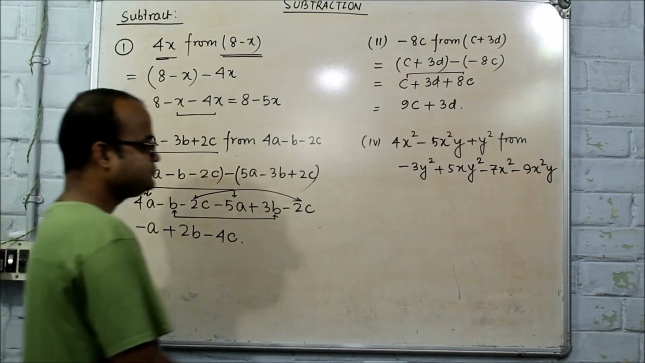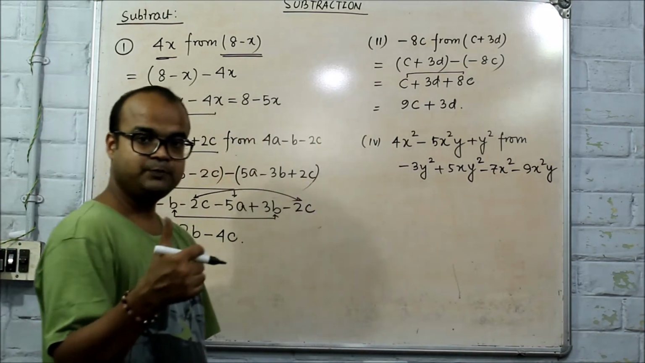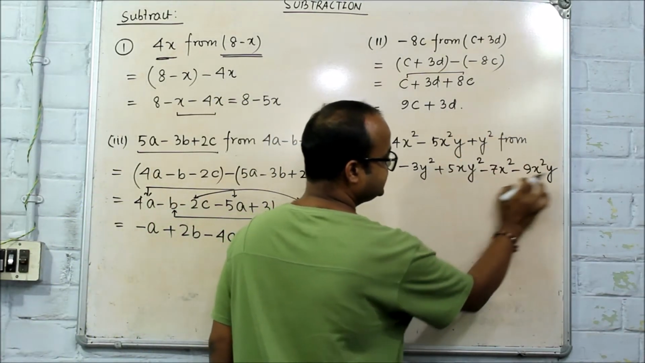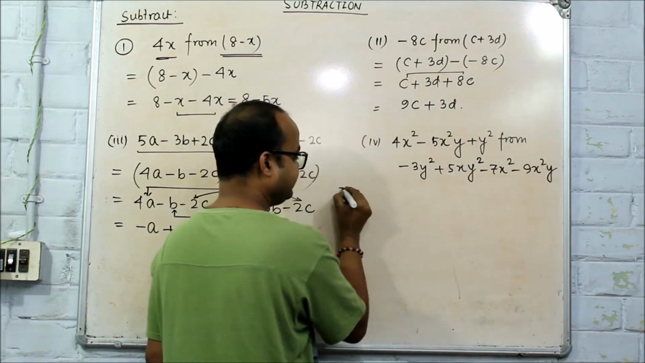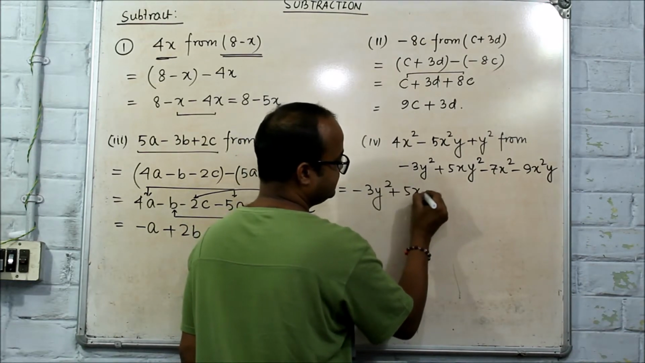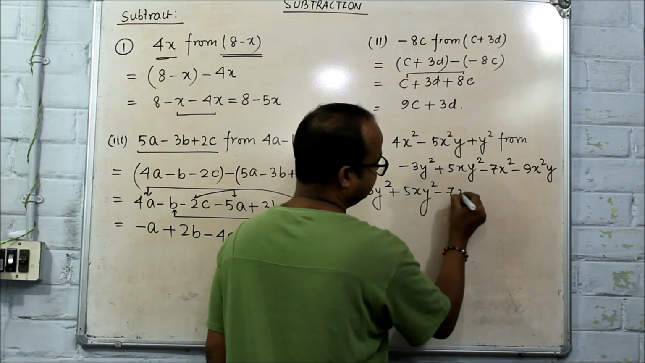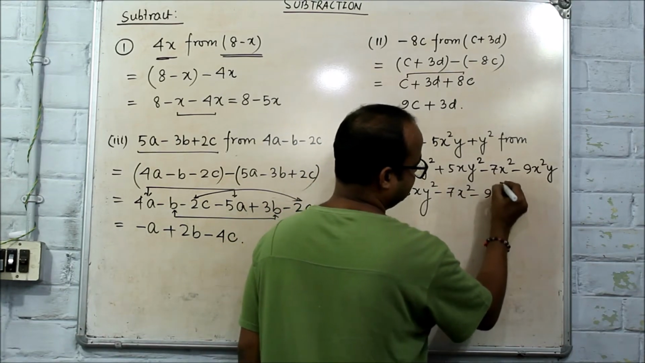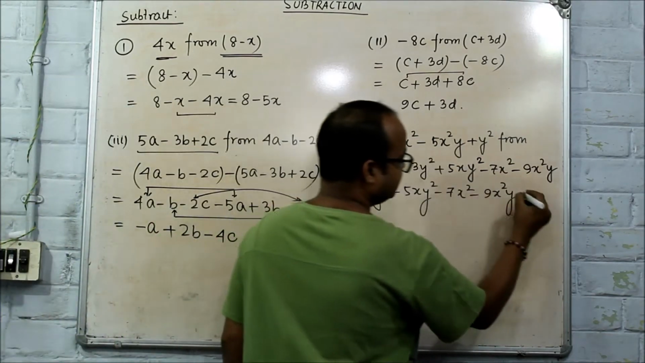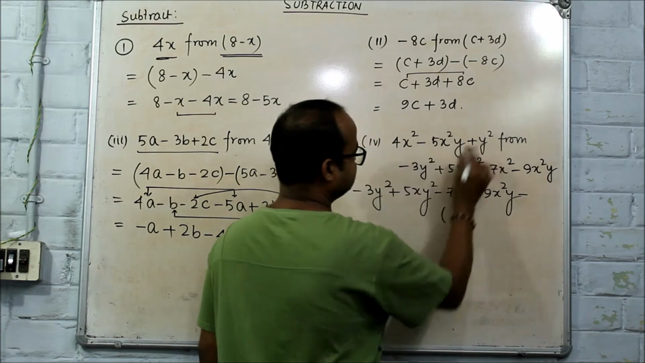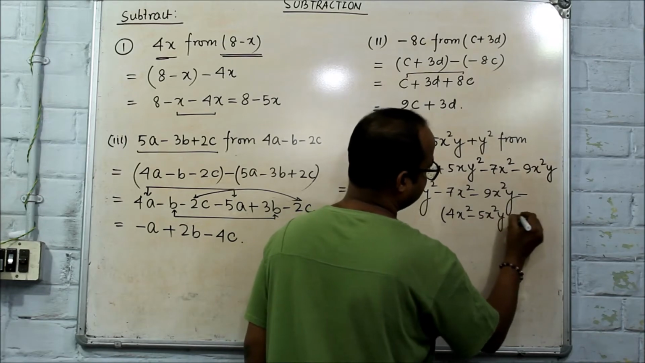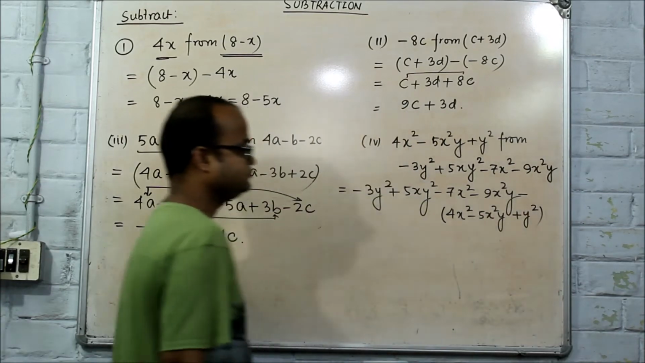Moving into the next sum. So learn the process. The from part we always write first. After the from, this expression is there, so we need to write it first. So minus 3y square plus 5xy square minus 7x square minus 9x square y. Then a minus sign, and then we write this term, 4x square minus 5x square y plus y square.